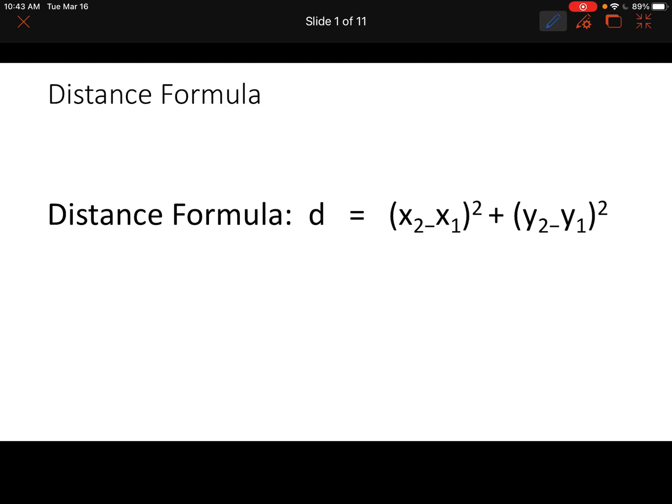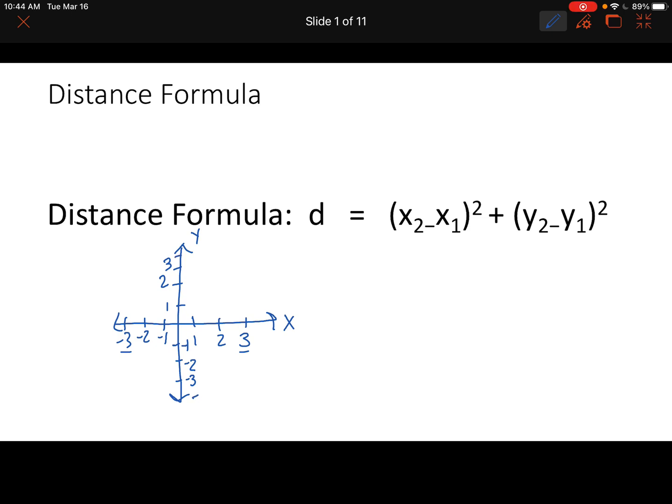But before we talk about the distance formula, remember, if we have a coordinate plane, we have an x-axis and a y-axis. This is clearly not drawn to scale. As you can see, my x-axis goes from -3 to +3. My y-axis goes from 3 to -3.